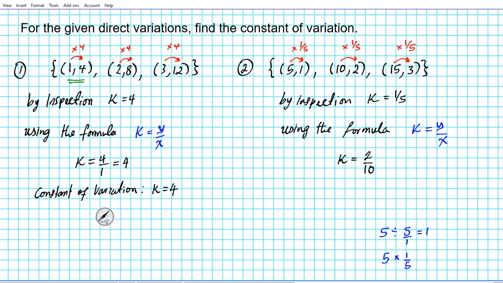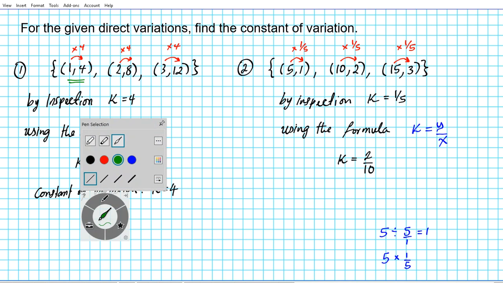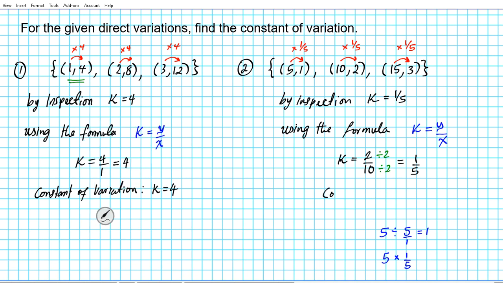Can we reduce this? Absolutely. The greatest common factor of 2 and 10 is 2, so we can divide both by 2, top and bottom. Upon reduction, we're going to have 1 over 5. Ladies and gentlemen, our constant of variation, or k, let's write it down. Constant of variation, given by the letter k, is 1 over 5.